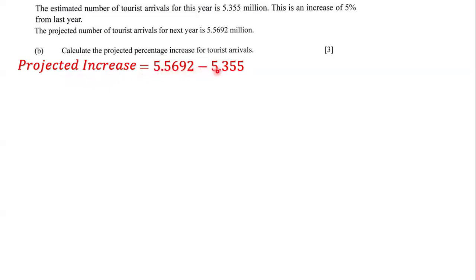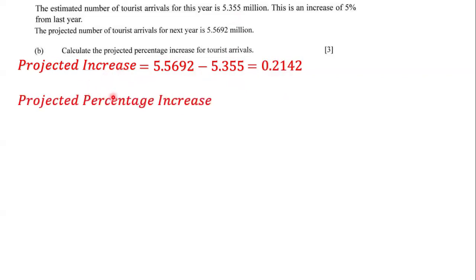The projected increase is going to be equal to 5.5692 minus 5.355. And we subtract these two because this one is the amount that's projected for next year, and this amount is the amount that happened. If you notice carefully, it says that this year it was 5.355. So this one is the amount for this year, and this one is the amount for next year. So in order for us to figure out the increase, we have to subtract, right? So when we subtract, we get 0.2142, and that's going to be the projected increase.